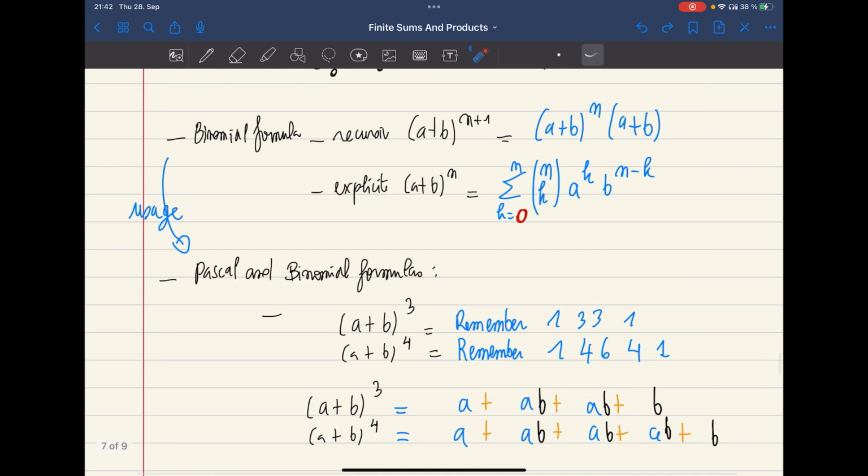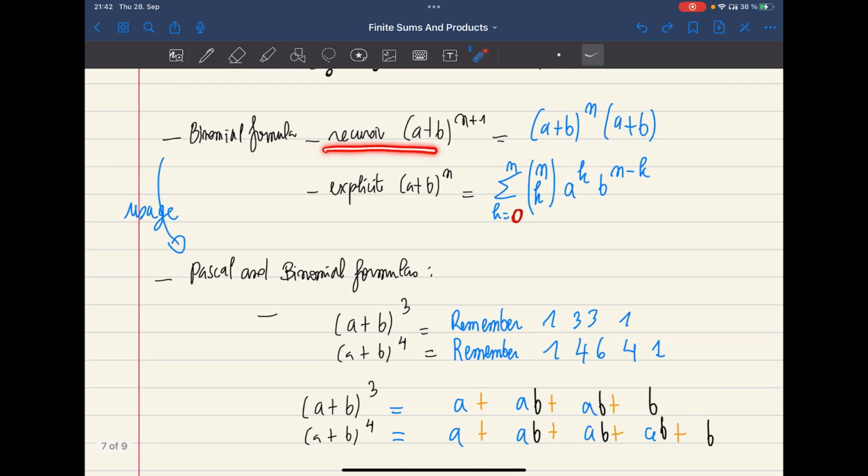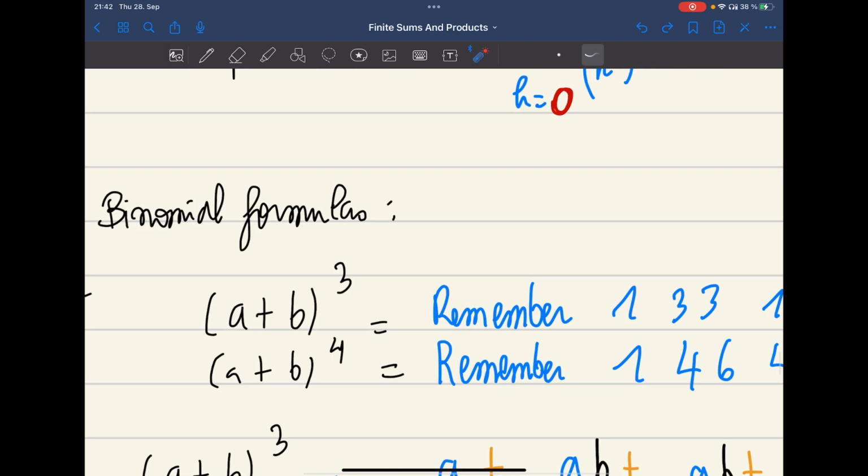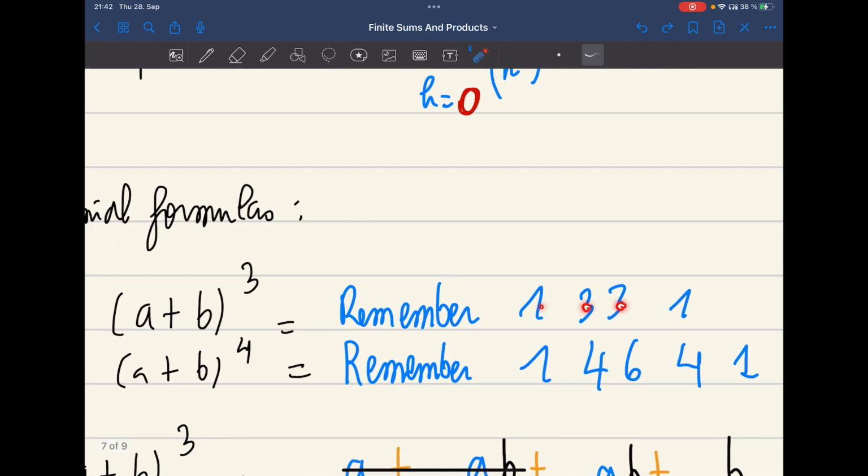Now, binomial formulas, there's a recursive way, easy, and an explicit way. You have to remember it. But when are we going to use it? Actually, we are going to use it here. For that, I have a trick. You remember 1, 3, 3, 1 for to the power of 3. And for the power of 4, you remember 1, 4, 6, 4, 1.